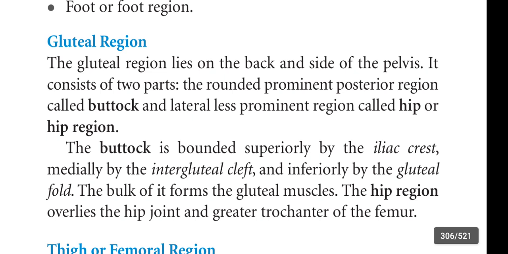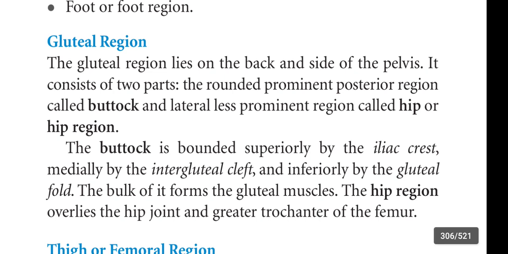The buttock is bounded superiorly by the iliac crest, medially by intergluteal cleft, inferiorly by gluteal fold. The bulk of it forms the gluteal muscles. The hip region overlaps the hip joint and greater trochanter of femur.